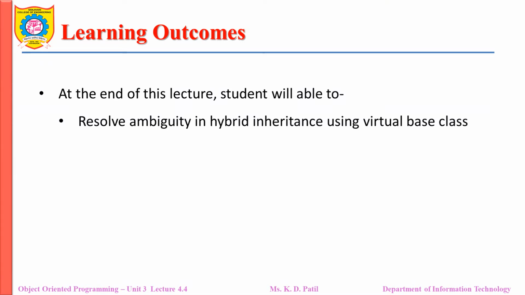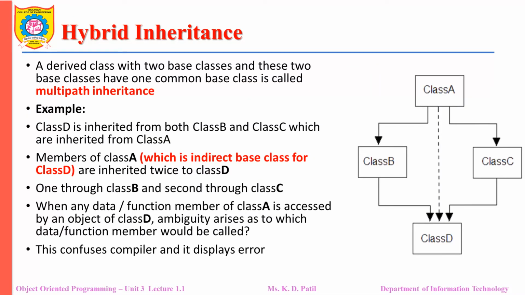Let us first understand how the ambiguity occurs in hybrid inheritance. A derived class with two base classes, where these two base classes have one common base class, is called multipath inheritance. Now, please observe the diagram over here. We have class A, class B, class C and class D with us. Class D is the child class which is inheriting the properties from two base classes, that is class B and class C, which have the common base class, that is class A.